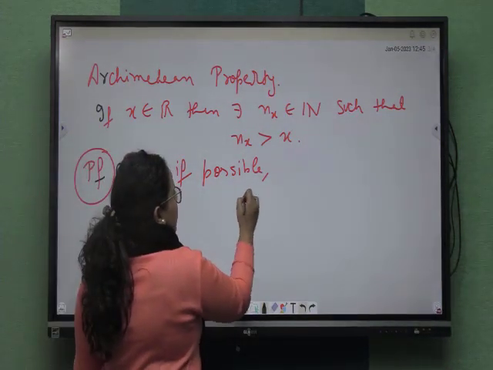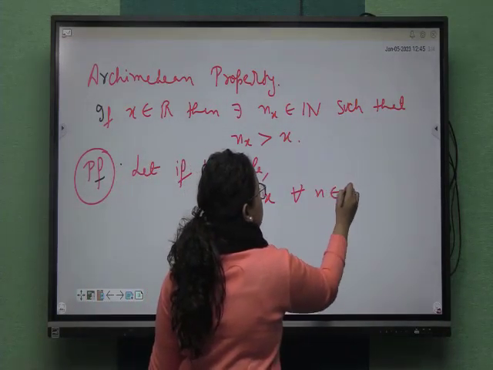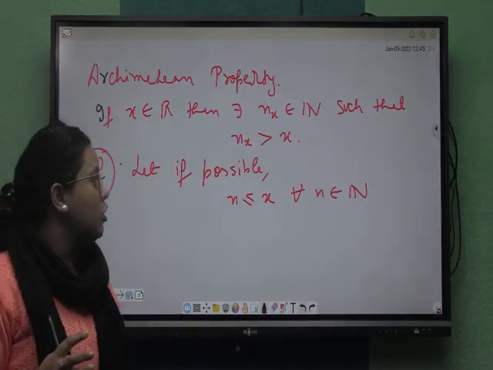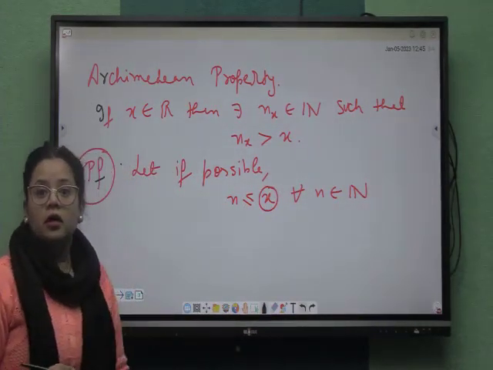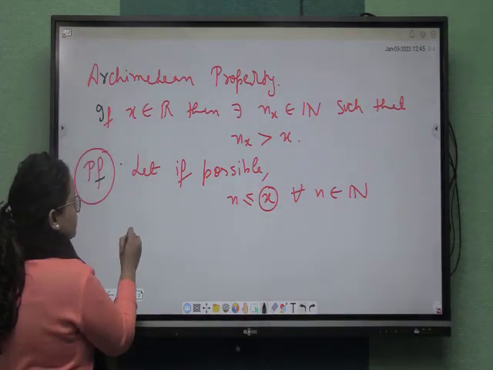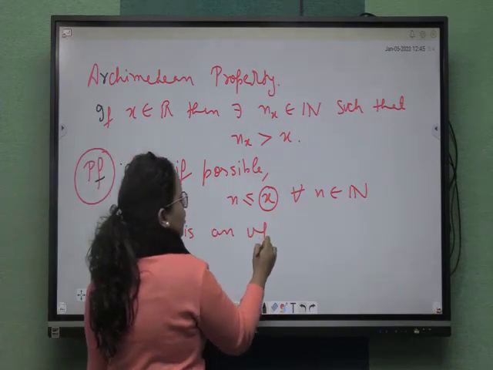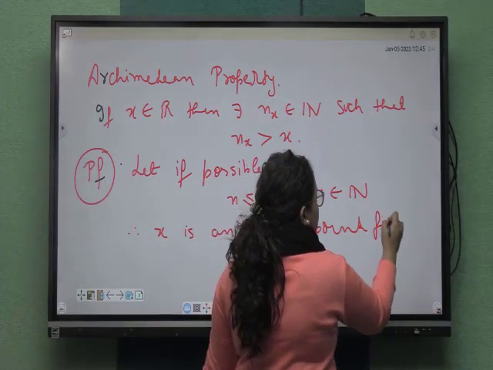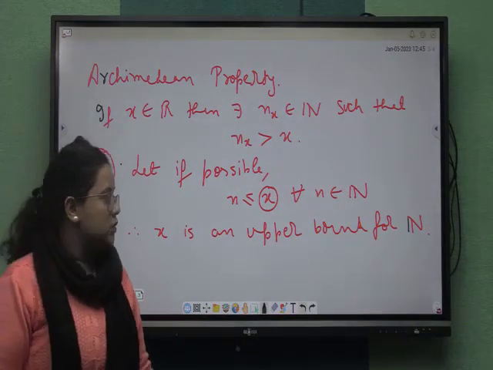Let, if possible, n is less than or equal to x for all n belongs to N. Now I have told you, you must know the upper bounds and everything. Now with this, this x becomes an upper bound for n. Therefore x is an upper bound for my set, which is the set of natural numbers.